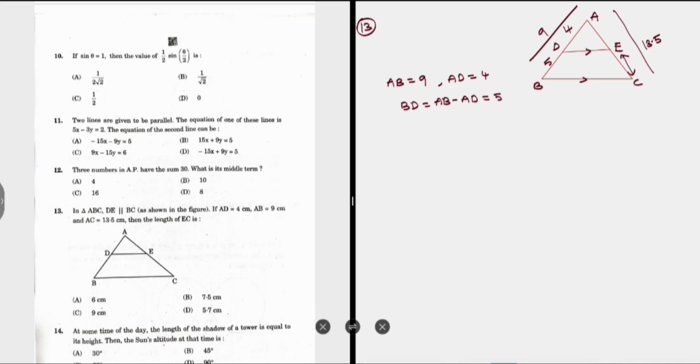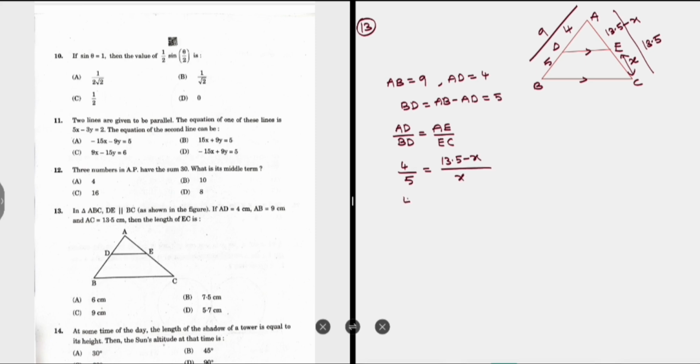Now similarly, we want to find out EC. Let's take EC as X. If EC is X, AE will be 13.5 minus X. Now we can easily use the basic proportionality theorem. That is, AD by DB is equal to AE by EC. Now let's substitute these values. AD is 4 by BD is 5 is equal to AE is 13.5 minus X by EC is X.